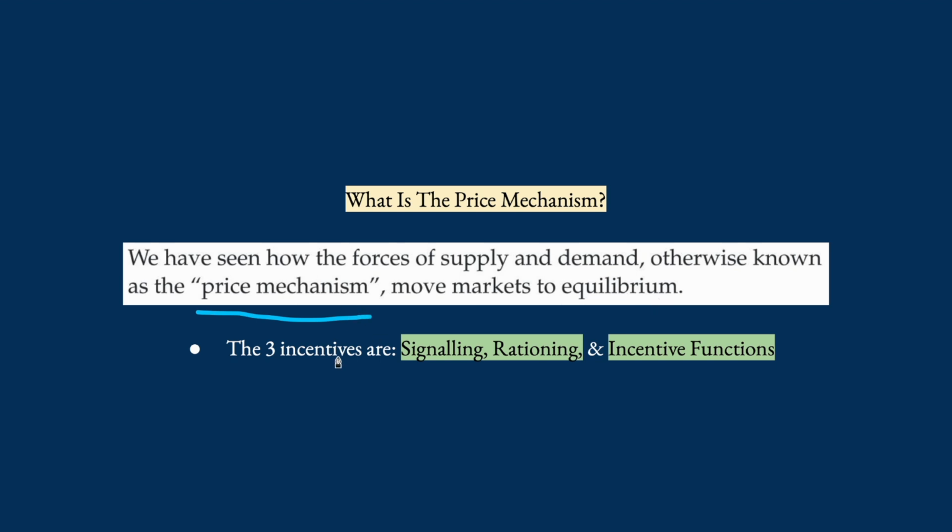So essentially, those processes that we used before to get rid of excess demand or excess supply and achieve S equals D for equilibrium, those processes are all defined as a price mechanism, okay? Because we're playing with the prices to put the market back into equilibrium, okay? But now we're going to evaluate the three main incentives for a price in the first place, okay? And those three incentives are going to be signaling, rationing, and incentive functions.